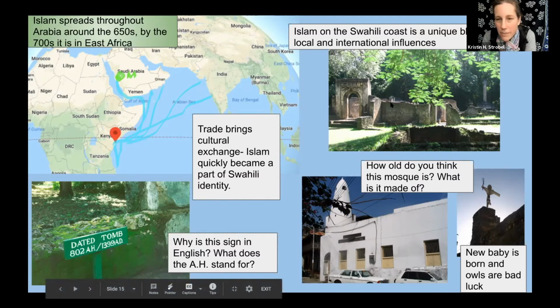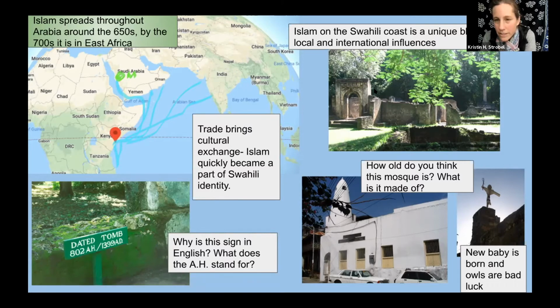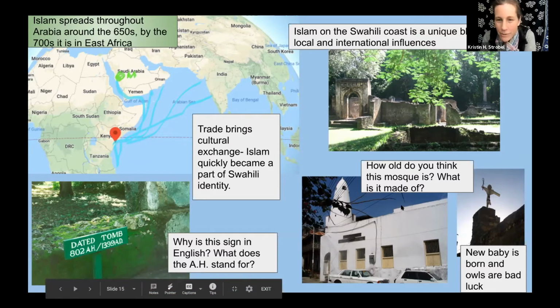But just to see, these mosques are obviously so different than mosques that you're going to see in other parts of the Muslim world. This mosque here looks like it could have been built out of 1970s concrete brick, but it's actually coral stone, and it's from the 900s.